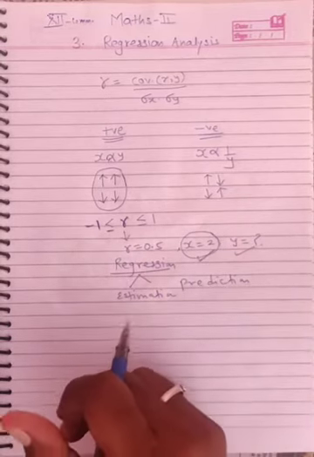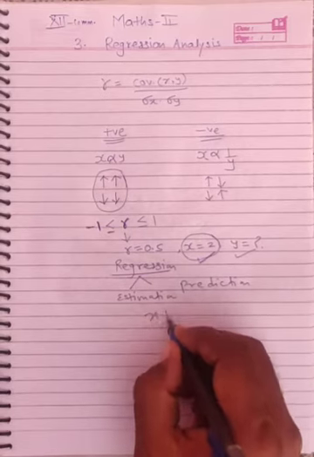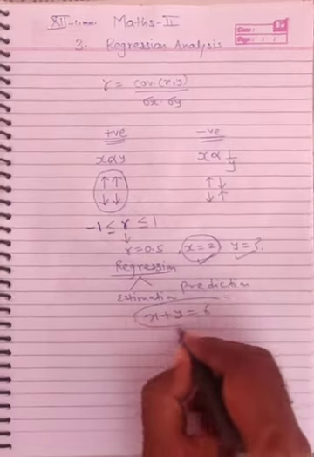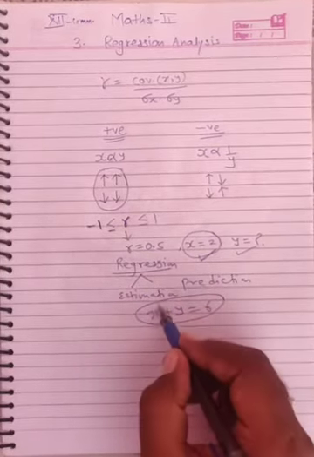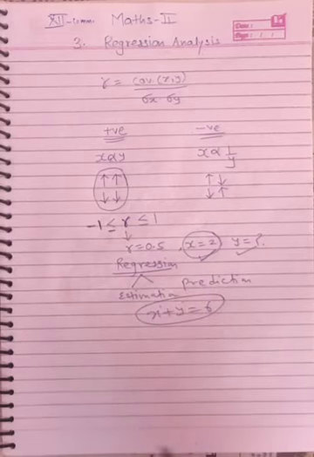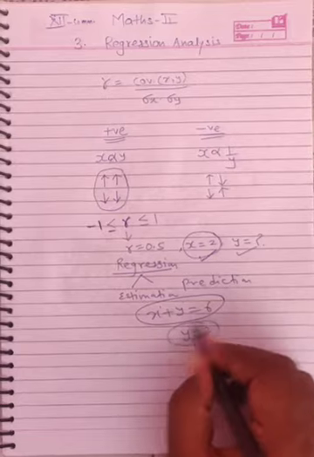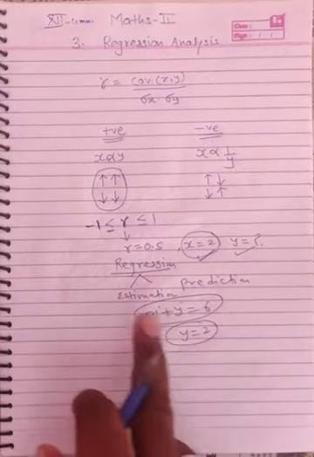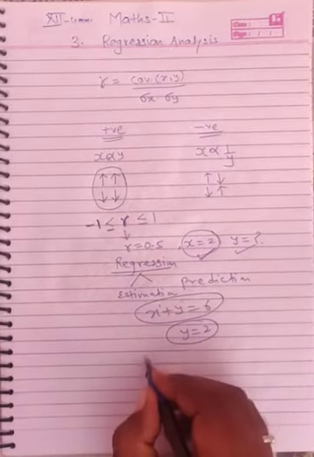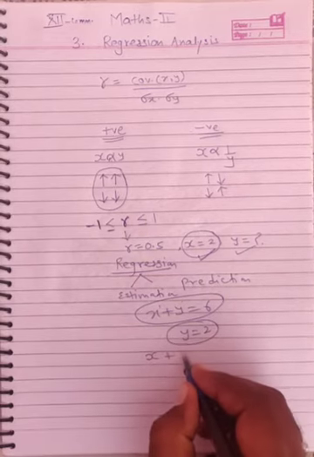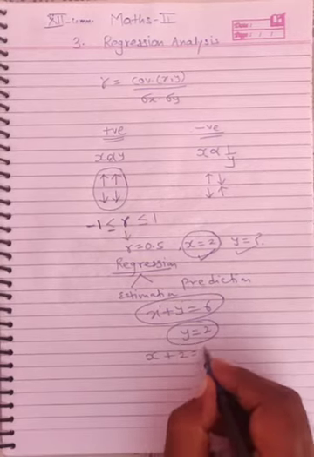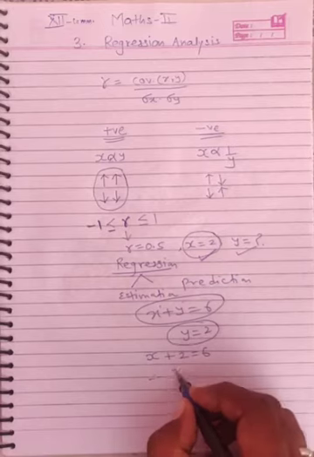Means regression analysis is like an equation. Suppose we are given x plus y equal to 6. This is linear regression. Linear regression means what? The degree of variable is 1. Suppose we are given y equal to 2. Then easily we can find the value of x for y equal to 2. So substitute y equal to 2 in the given equation. So x plus 2 is equal to 6. So the value of x is 4.